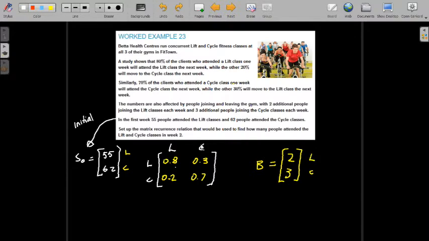Before I do anything else, I need to set up the matrices as shown. So we've got our transition matrix. We've got an initial state here, that's good. We've also got our transition matrix, which is just this one here.